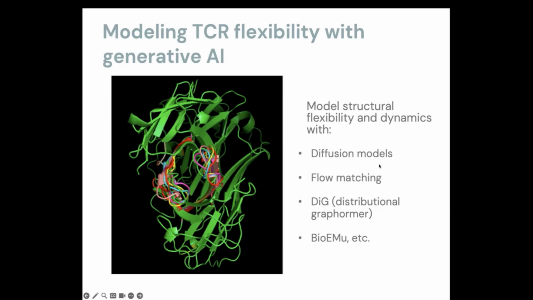So diffusion model is one category, but we also have flow matching, distributional graphormer, BioEmu. We have a bunch of these generative models specifically designed for proteins. So the idea we are testing right now is whether we can use some of these models, of course, adapt them to T-cell receptors, but use them to allow us a more efficient sampling of the potential conformational poses, focusing on the CDR3 loops.